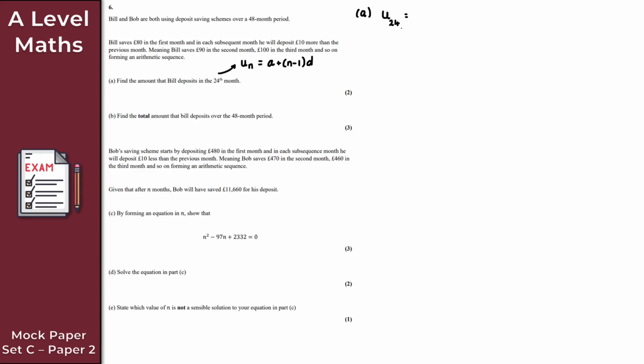Nice and straightforward, right? So what is a here? Let's just make a note. A, our first term, is 80. The common difference d is 10. And n here is 24. Okay, so let's put all of this into the formula. I've got a, which is 80, plus n minus 1, so 24 minus 1, which is 23, times d, which is 10. So I get 230 plus 80. Nice and straightforward, we simply get 310 there.